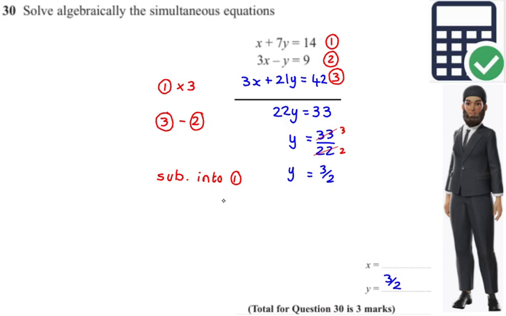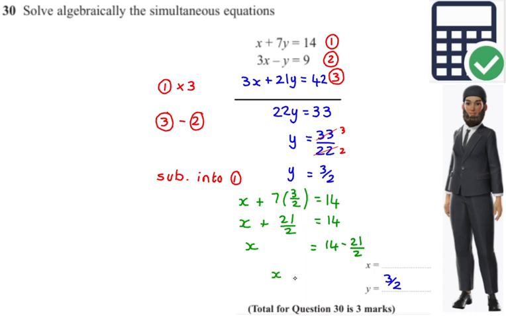So if we do that, you will end up getting x plus 7 lots of 3 over 2 is equal to 14. Now multiply the 7 with the numerator over here, so you get x plus, I beg your pardon, 7 times 3 is 21, so you get 21 over 2 is equal to 14. And therefore take away 21 over 2 from both sides, and therefore you'll get x is equal to 14 minus 21 over 2.